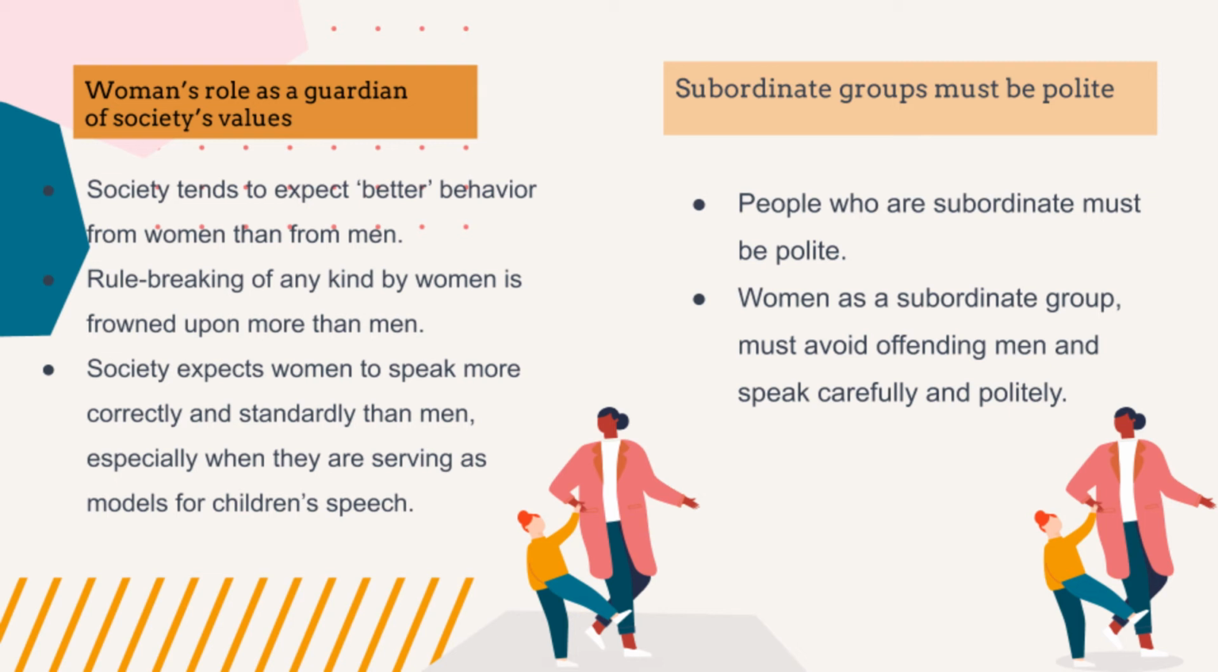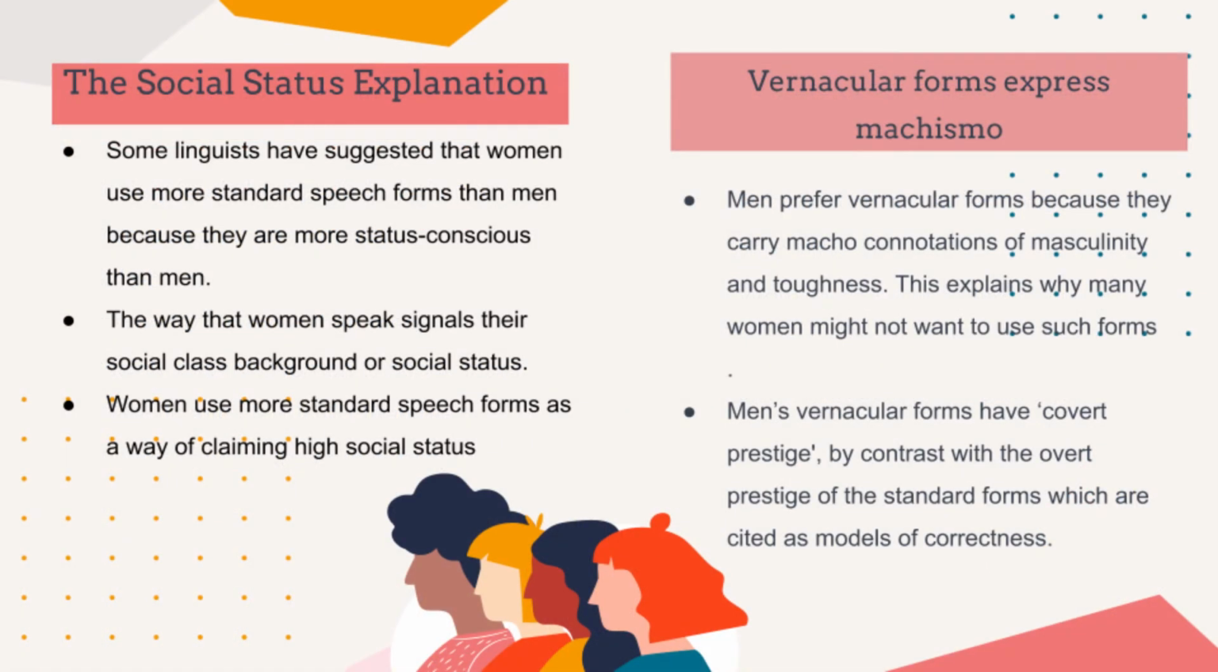And then the second one is subordinate groups must be polite. People who are subordinate must be polite. Women as a subordinate group must avoid offending men and speak carefully and politely. The third one is the social status explanation. Some linguists have suggested women use more standard speech forms than men because they are more status conscious than men. The way that women speak signals their social class background or social status. Women use more standard speech forms as a way of claiming high social status.